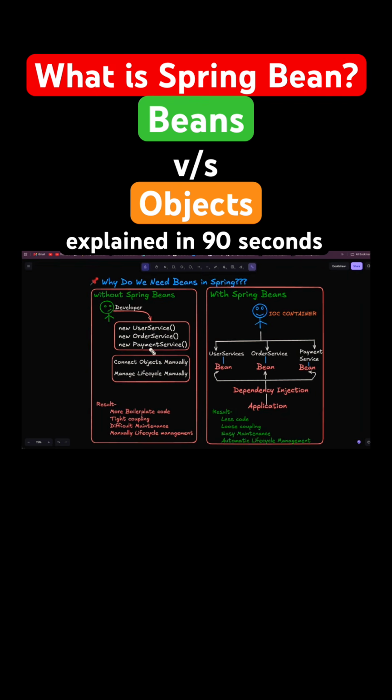This is where Spring beans help. The Spring IoC container takes care of everything for you. The IoC container can create beans, inject dependency, and manage lifecycle. So instead of worrying about object creation and management, the developer can focus on writing business logic and building features. In simple words, a bean is an object that is created, managed, and maintained by Spring. That's why beans are the most important concept in the Spring framework.